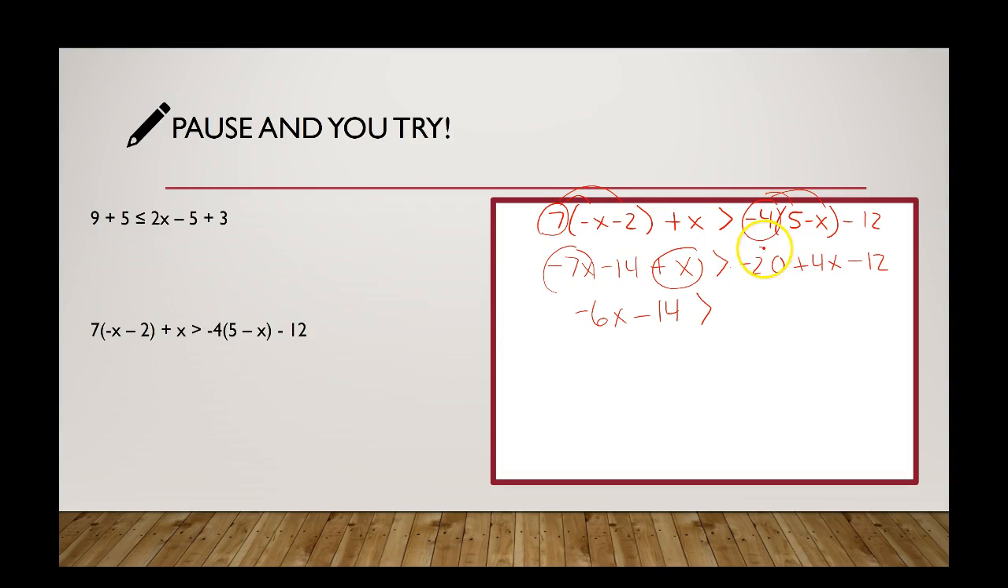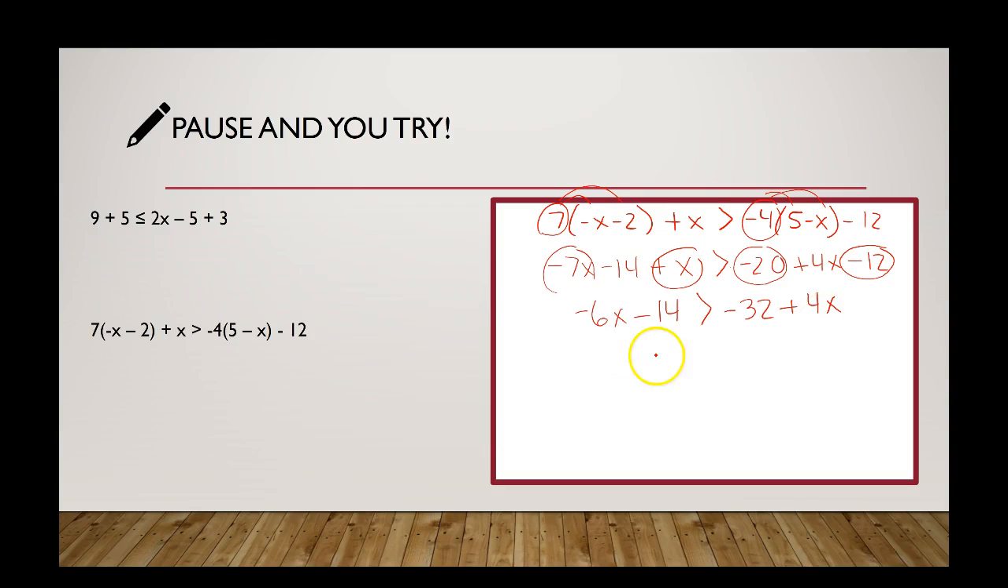On the right side, your constants are the like terms. So negative 20 minus 12 gives you negative 32. And then drop down the 4x. Okay, so we distributed, we combined like terms, and now let's get the variables on the same side.